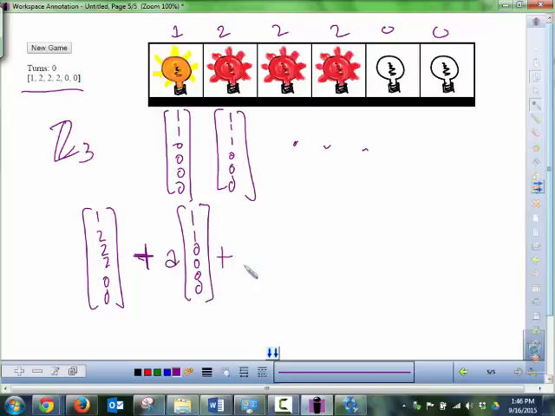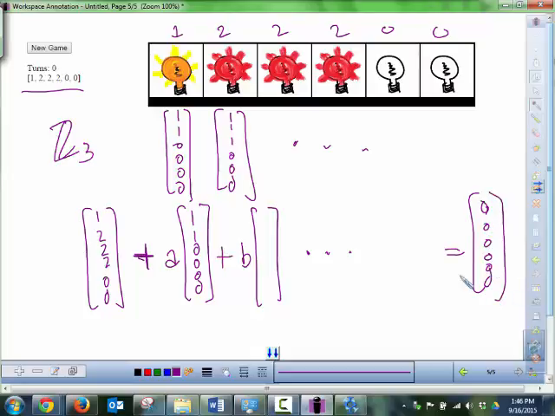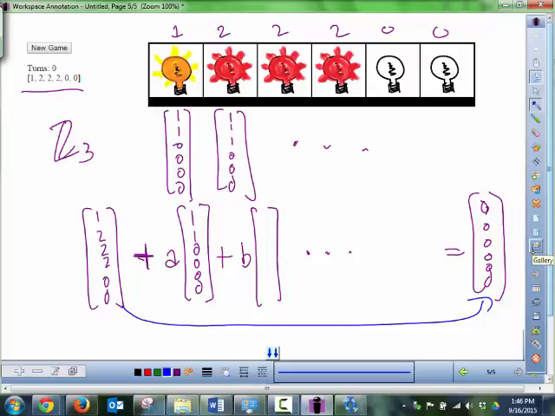And how many times do we click on 2 to get all the lights to go out? All right? So that's the same situation. It's almost the same matrix, except I want to bring this to the other side of the equation, the equal sign.